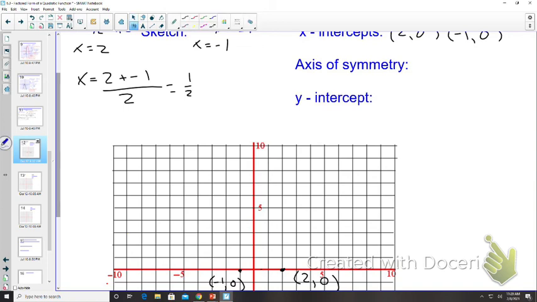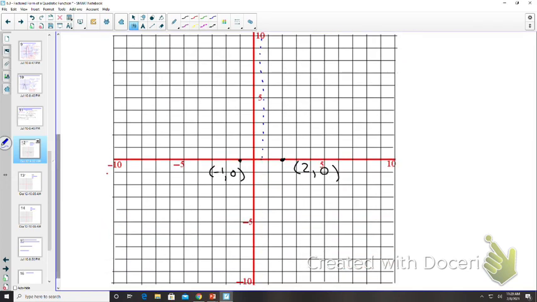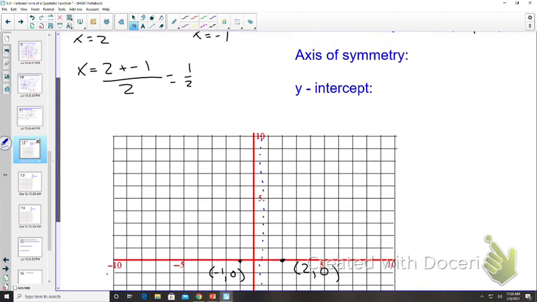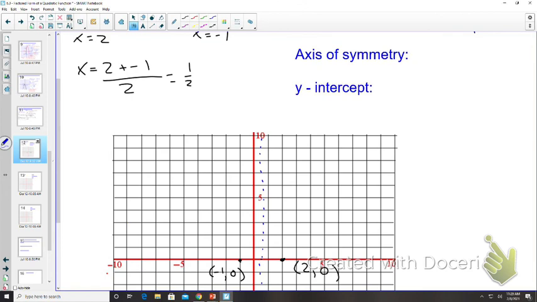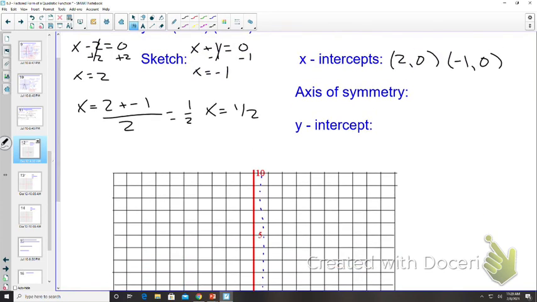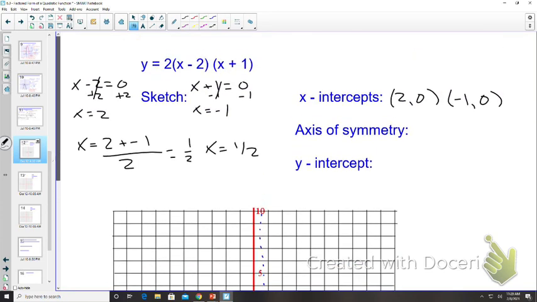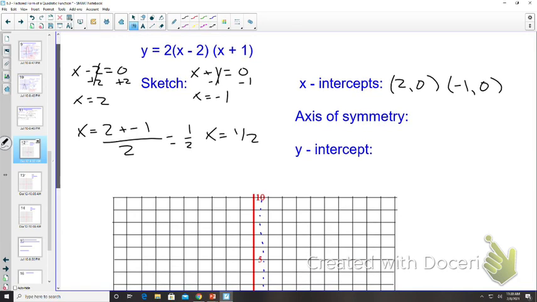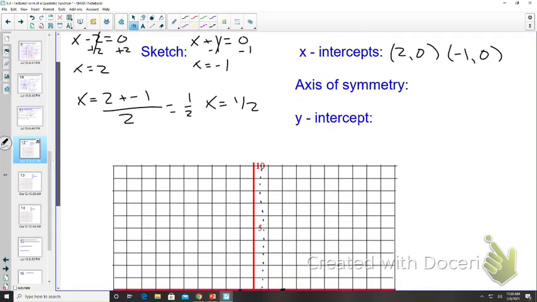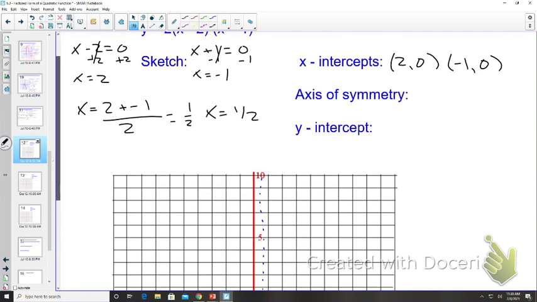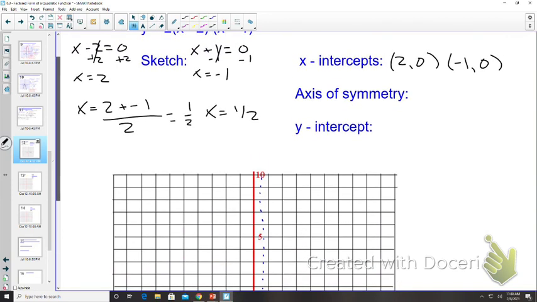Looks about right, hey? It's not very symmetrical. Okay, so axis of symmetry, x equals 1 over 2. And now if we know that our x is equal to 1/2, we can find the y value of our axis of symmetry. We don't need to find the vertex. We should probably find the vertex. Yeah, we should find the vertex.